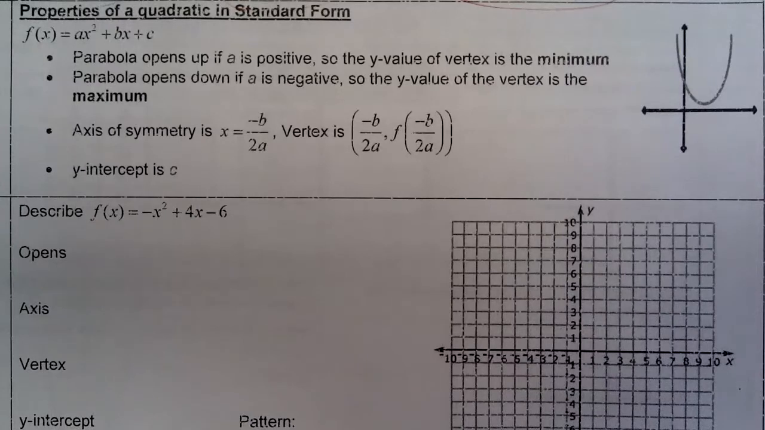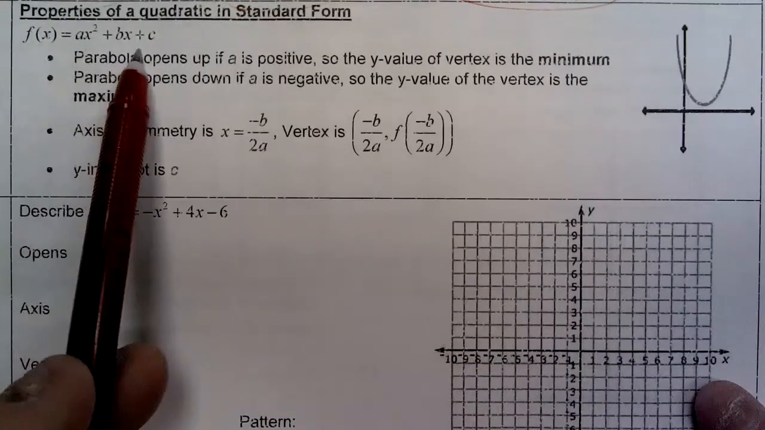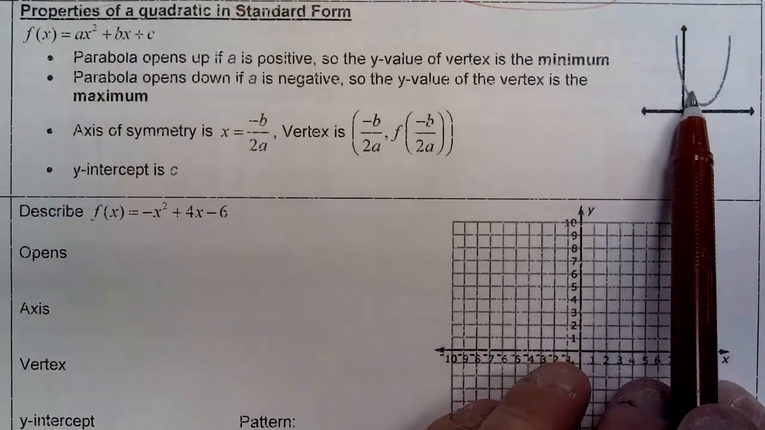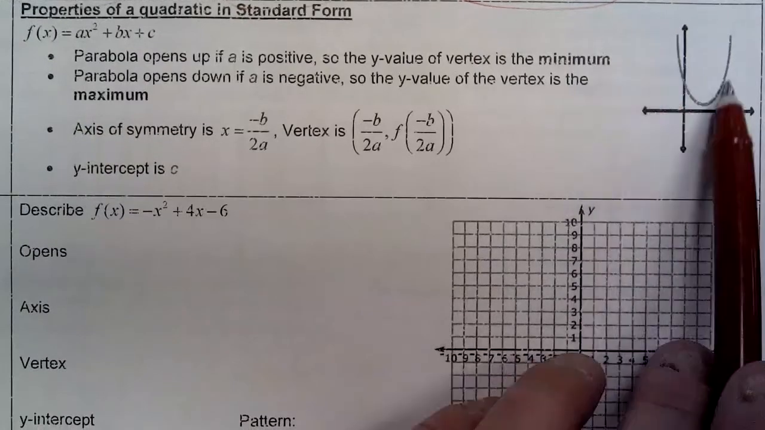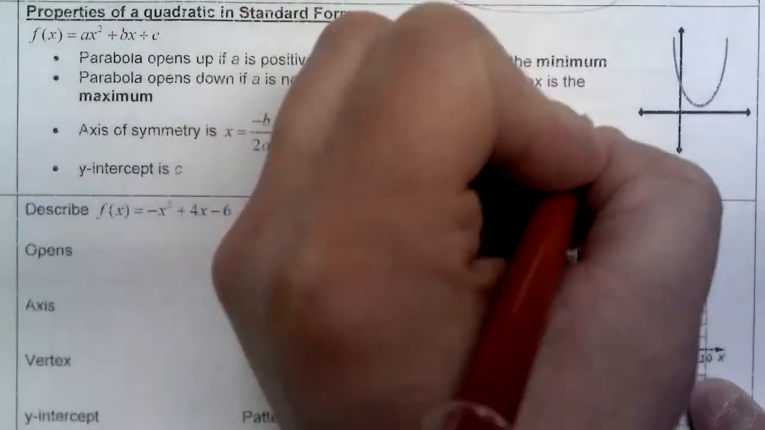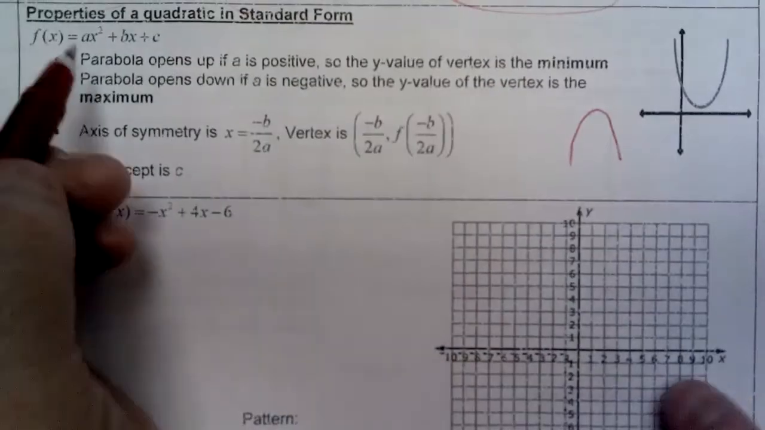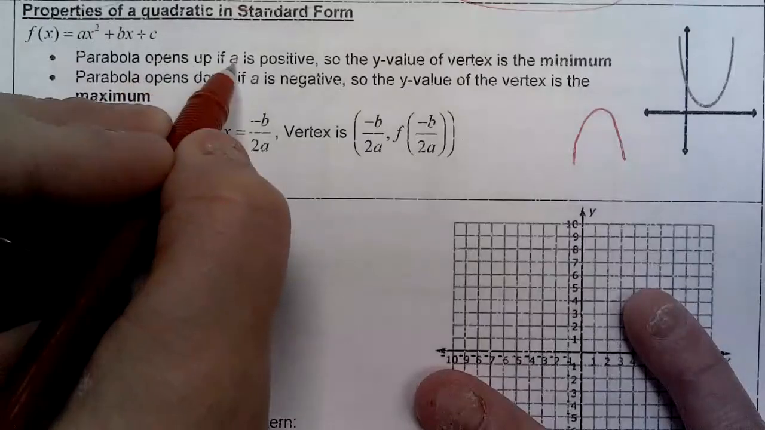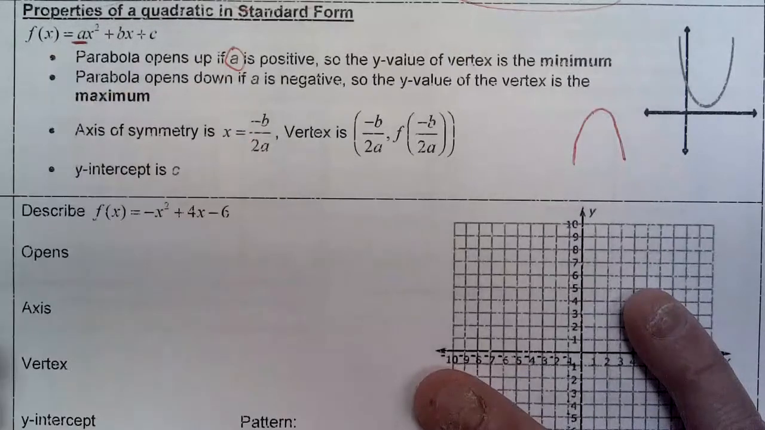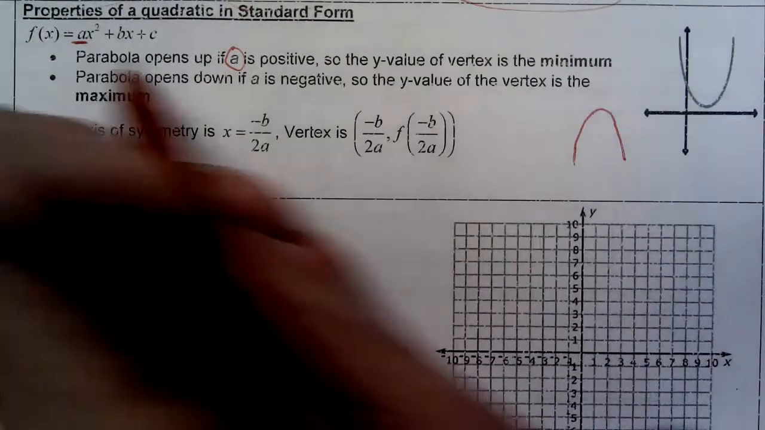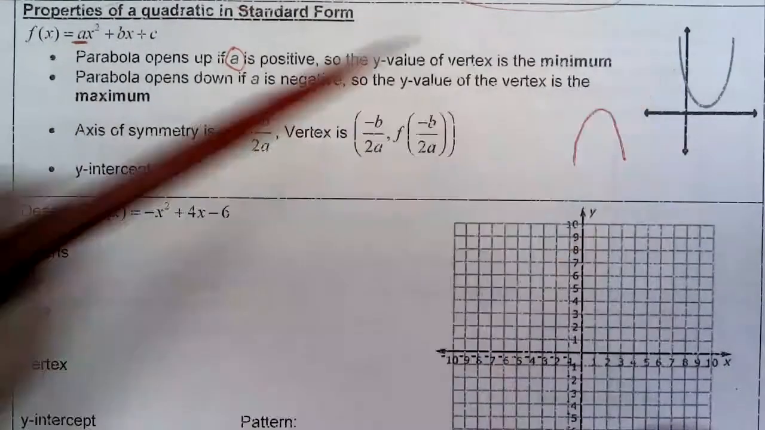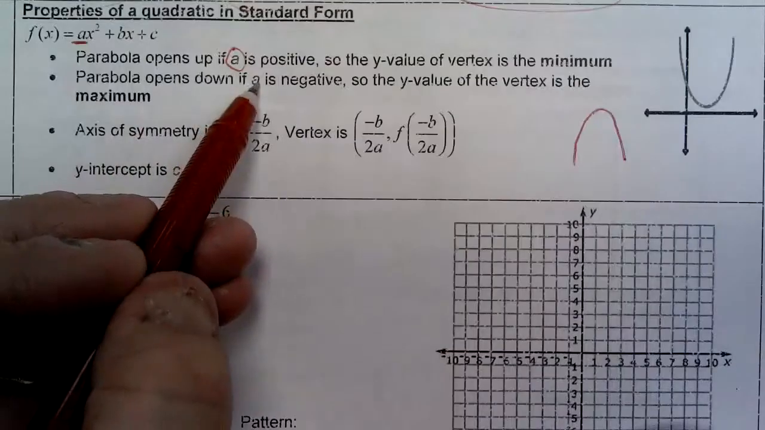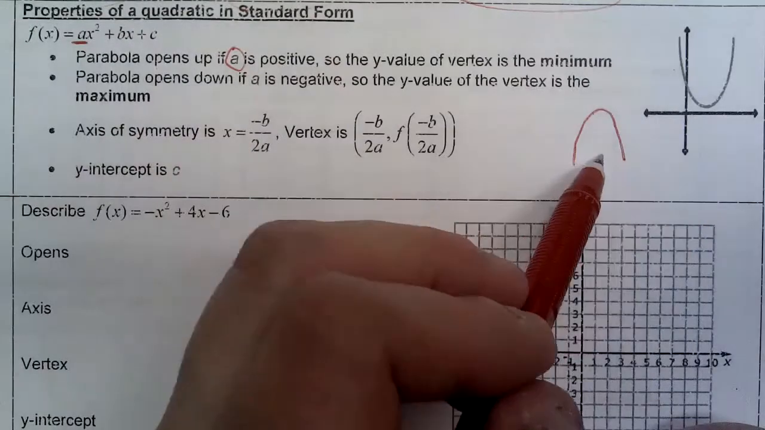So a quadratic, remember, is in the form of ax squared plus bx plus c. The shape of a quadratic graph is a parabola, and it's either going to go up like this or go down like this. Here the parabola opens up if a is positive. So this number right here, if it's positive, then the parabola is going to open upwards. If a is negative, the parabola is going to open downwards.